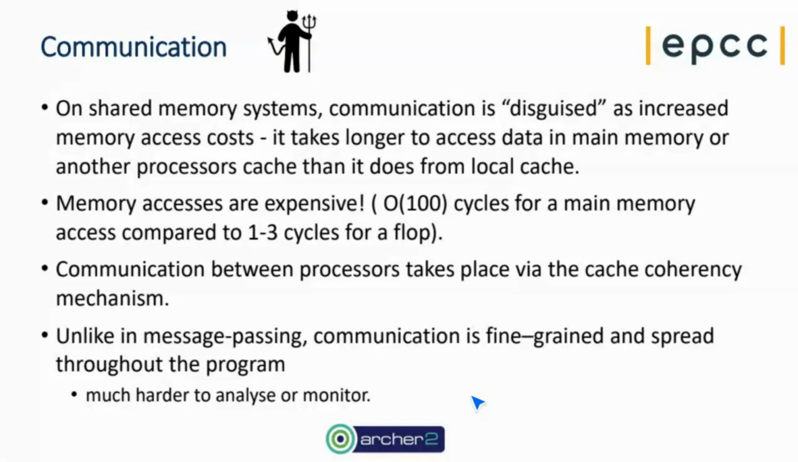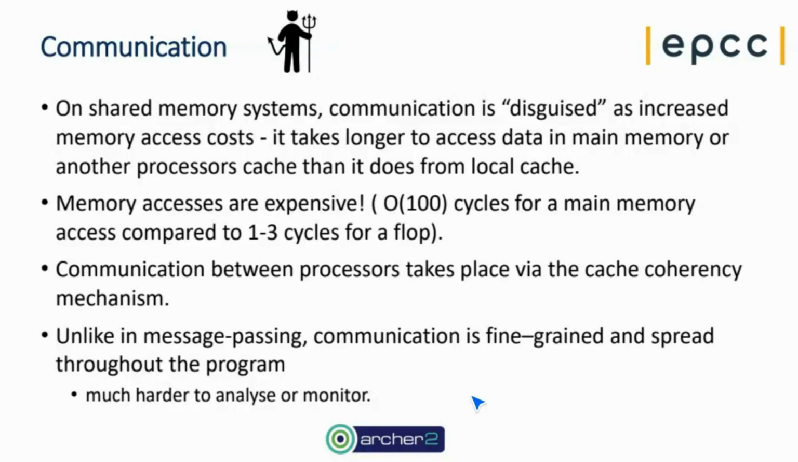Okay, so on shared memory systems, the communication is effectively disguised. We don't have any explicit communication between threads. We're not sending messages between threads. So if threads are communicating values with each other, that appears as increased memory access costs, because it takes longer to access data that's either in main memory or in another processor's cache than it does to access it from the local cache. And we have to remember that on modern hardware, memory accesses are expensive.